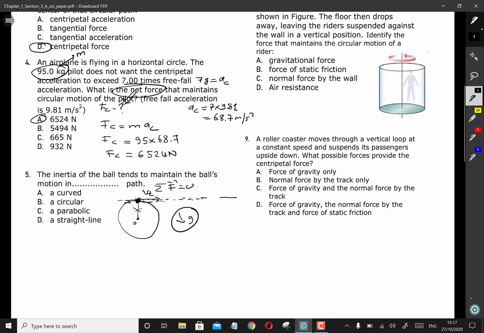So when we are talking about inertia, the inertia of the ball tends to maintain the ball's motion in a straight line path. This question is not talking about G, this question is only talking about the inertia of an object, straight line path.